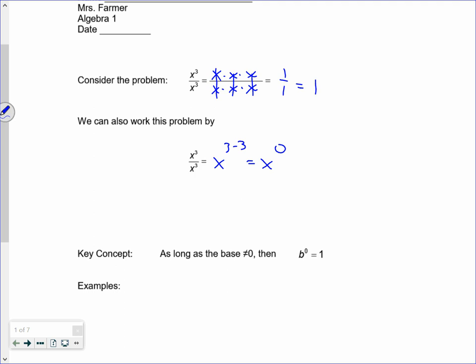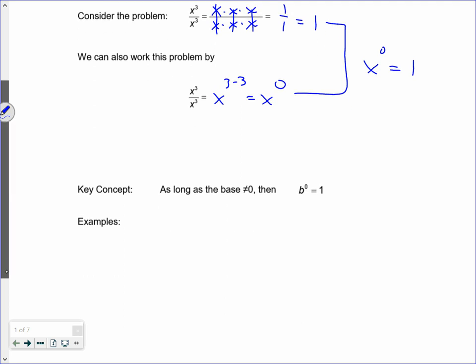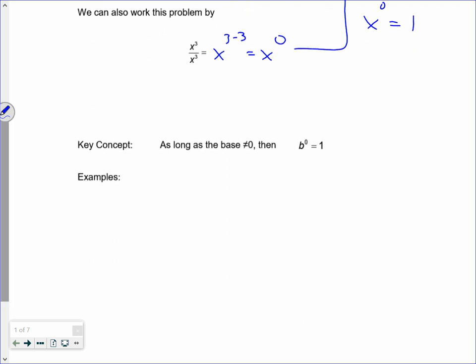Well, what this points out to us is that anytime you get x to the 0, that's the same thing as 1. That's a really weird thing to think about, but that is, in fact, going to always be true. In fact, as long as your base is not 0, any base except 0, raised to the 0 power is equal to 1. It's always kind of interesting to try this on your calculator with some specific numbers, and you can pull that out if you want to.